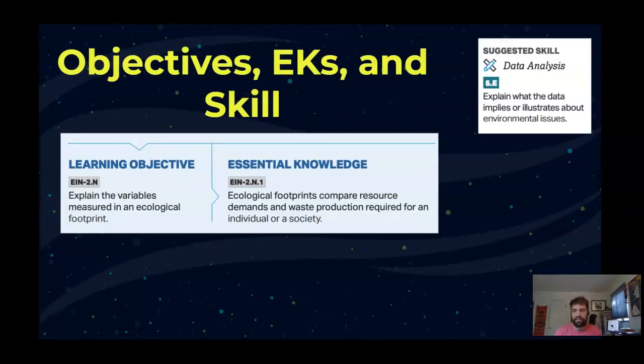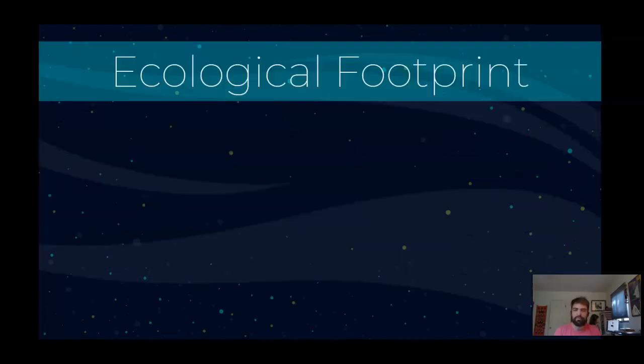So the learning objective is to explain the variables measured in an ecological footprint, and the essential knowledge is ecological footprints compare resource demands and waste production required for an individual or society. And we're trying to use data analysis as our suggested skill we'll practice today: explain what the data implies or illustrates about environmental issues.